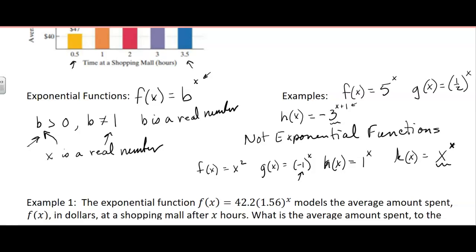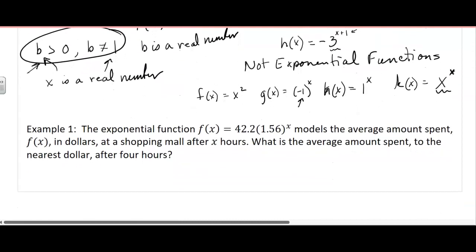But it has to be these conditions. It has to be greater than 0, and it can't be 1. Okay, so now let's look at an example.